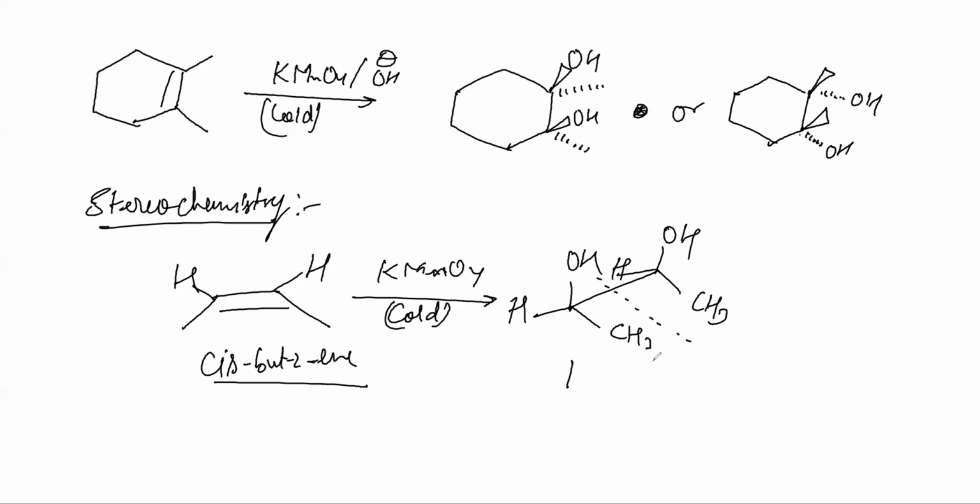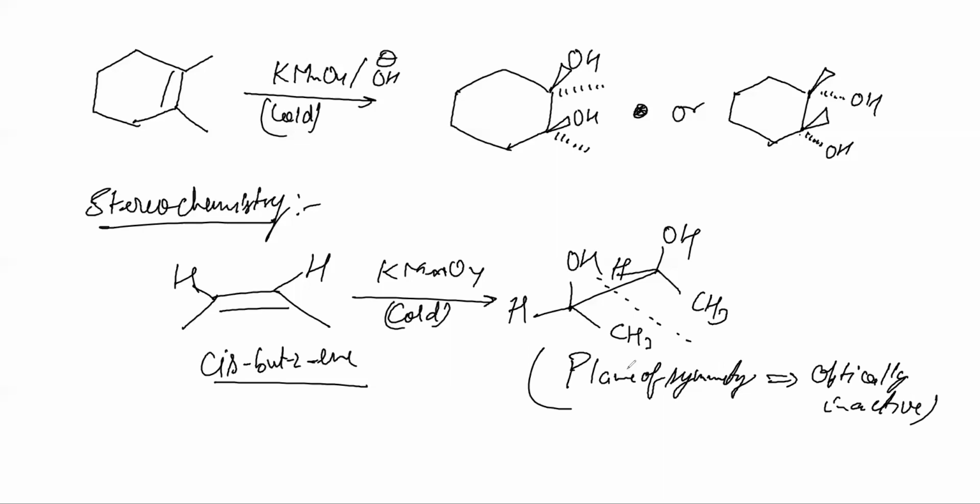Plane of symmetry. Yes, POS is there. This is your plane of symmetry, isn't it? Even point of symmetry, no, point of symmetry is not there, at least not now. Plane of symmetry means it will be optically inactive. So cis alkene, in addition, we get meso.